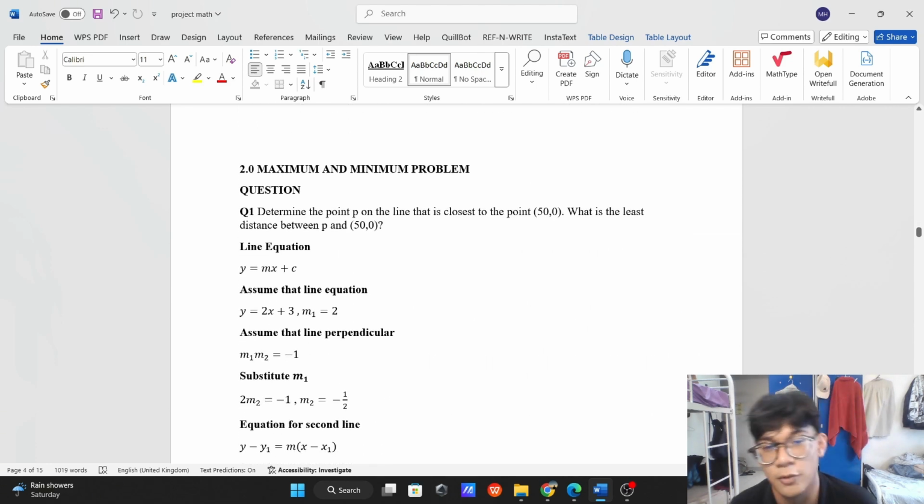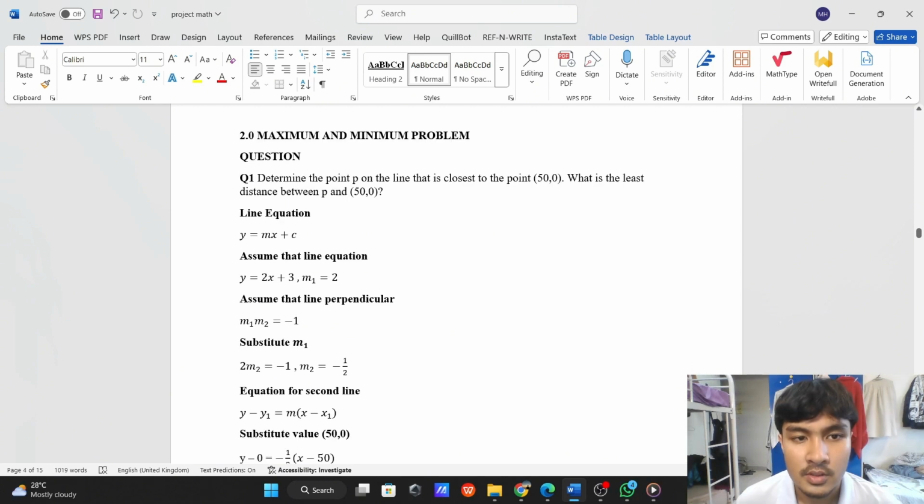Next, I'll pass to my group member. 2.0 Maximum and minimum problem. Question 1. Determine the point P on the line that is closest to the point (50, 0). What is the least distance between P and (50, 0)?